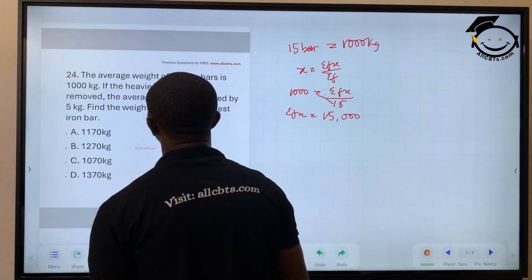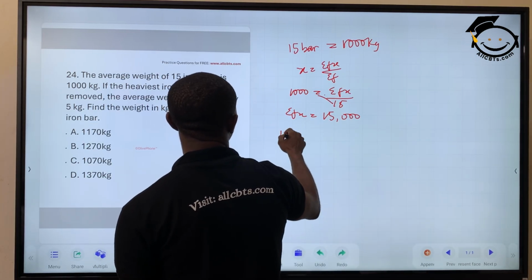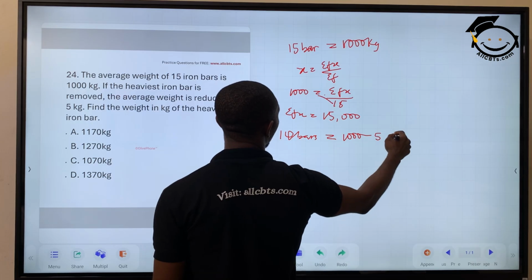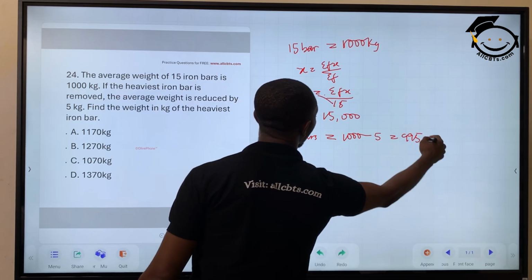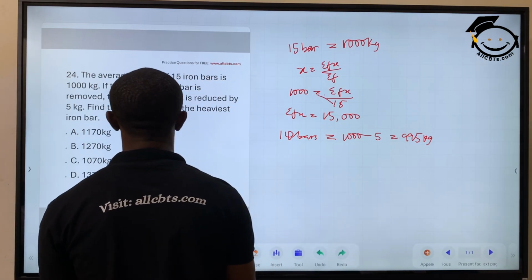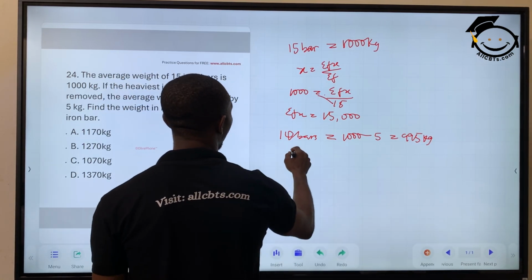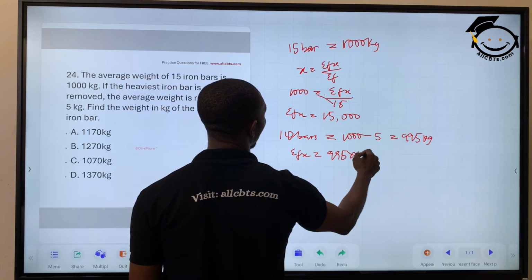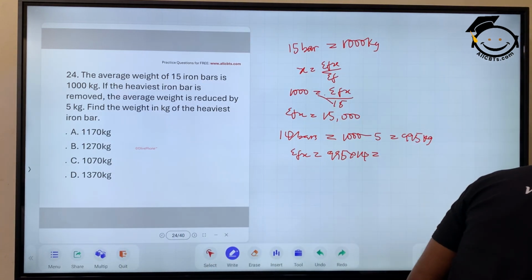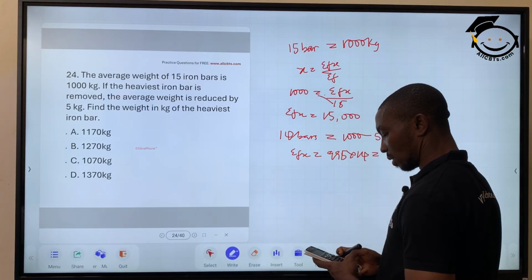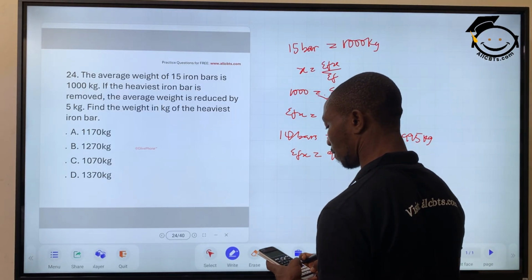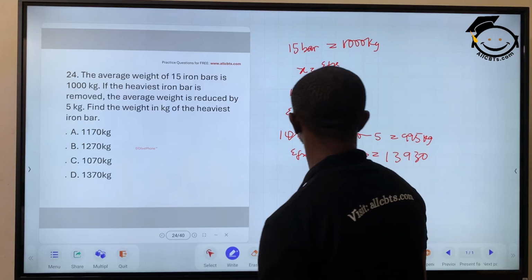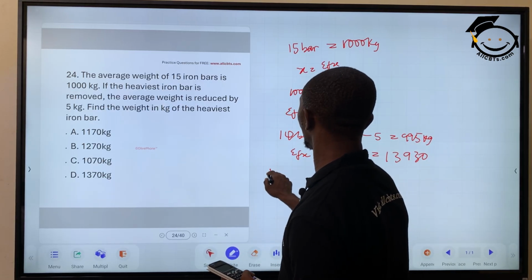Okay, so if the heaviest is removed, for 14 bars the average weight is reduced by 5 kg, so 1,000 minus 5 gives us 995. That's the average weight of the 14 bars. So now our sigma fx would be 995 times 14, which gives us 13,930.